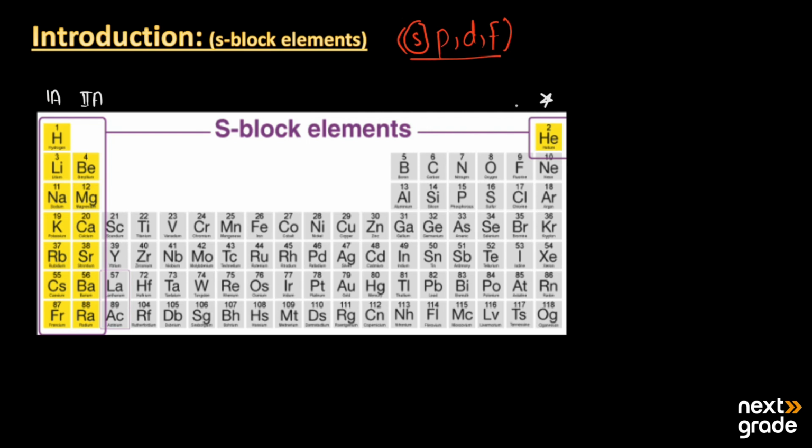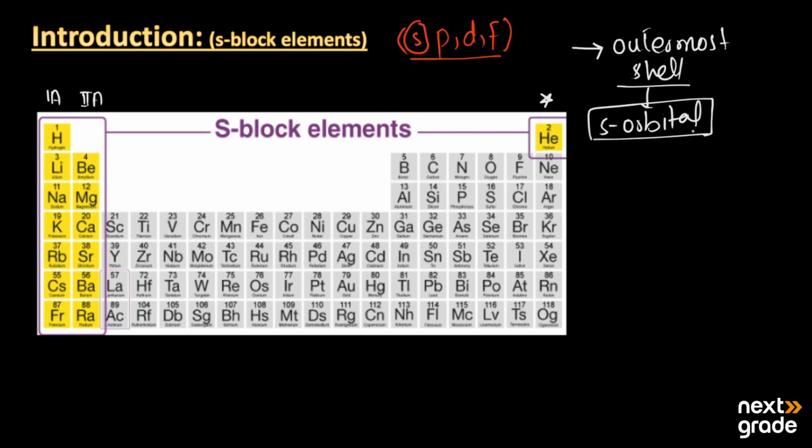The reason why they are called S block elements is that their s orbital is being filled. Their outermost shell is half filled and has the s orbital. That's why they are known as s block elements, and to complete their octet or duplet they need one electron.